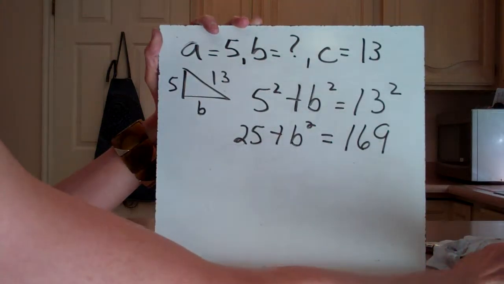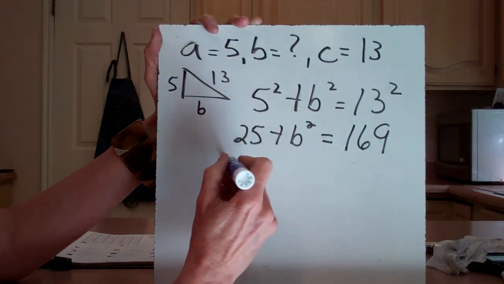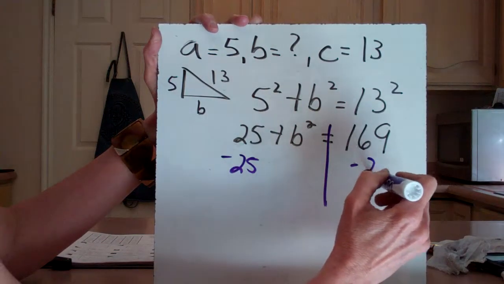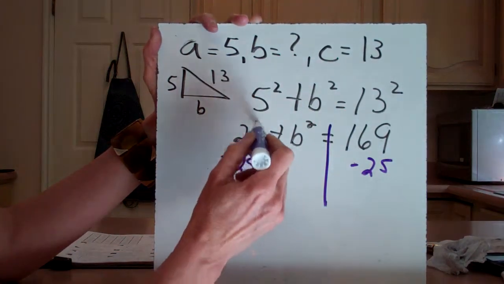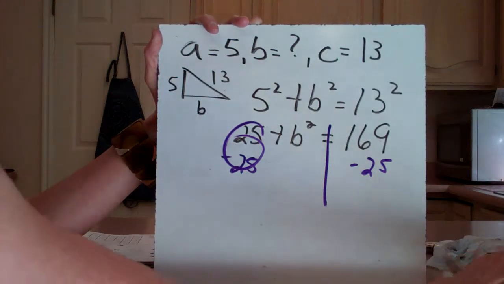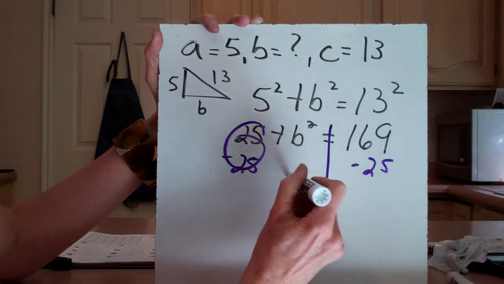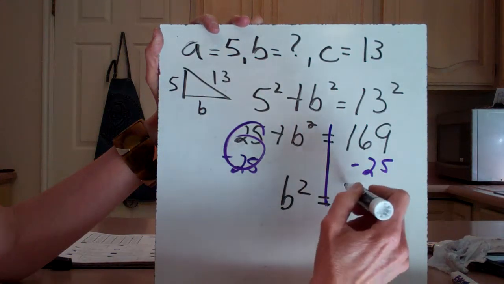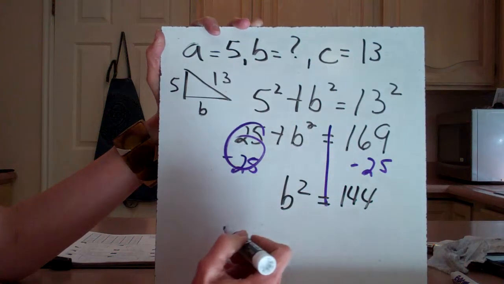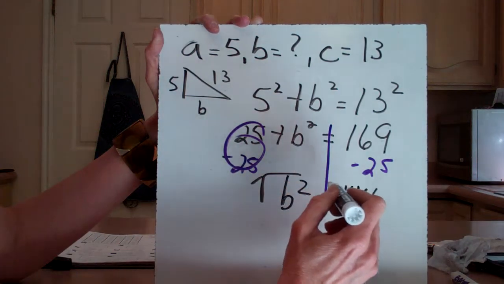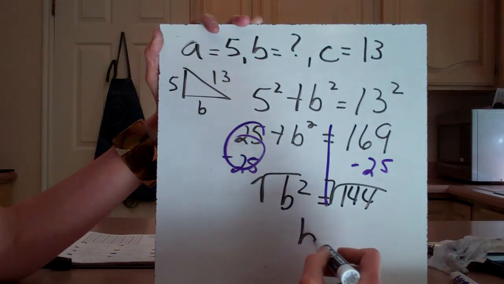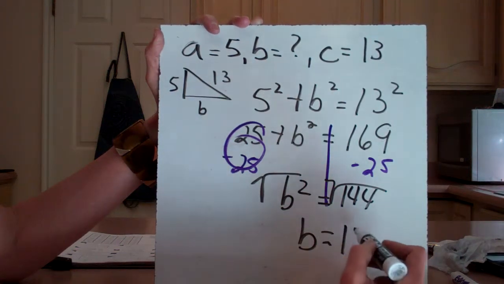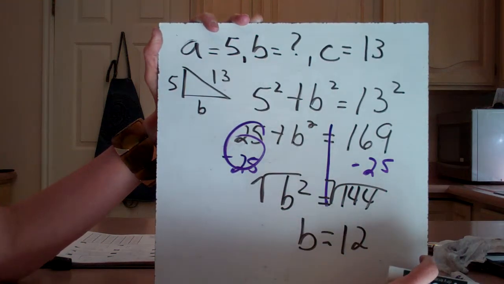Again, we need to get rid of that 25. So let's subtract 25 from both sides of the equation. 25 take away 25 is 0. That cancels itself out. We now have B squared equals 169 subtract 25, which is 144. If we take the square root of both sides of the equation, we've got B equals, what number times itself is 144? 12. And that's the answer to number 2.